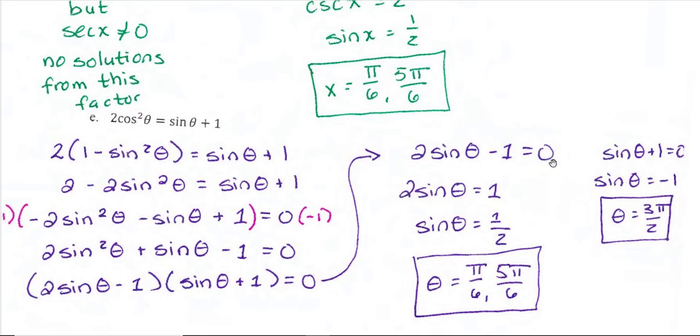2 sine of theta minus 1 equals 0, add 1, divide by 2. Where is the sine equal to 1/2? Pi over 6 and 5 pi over 6. Here, sine of theta plus 1 equals 0, subtract 1. Where is the sine equal to negative 1? At 3 pi over 2. So there are 3 angles that make this equation here hold true.